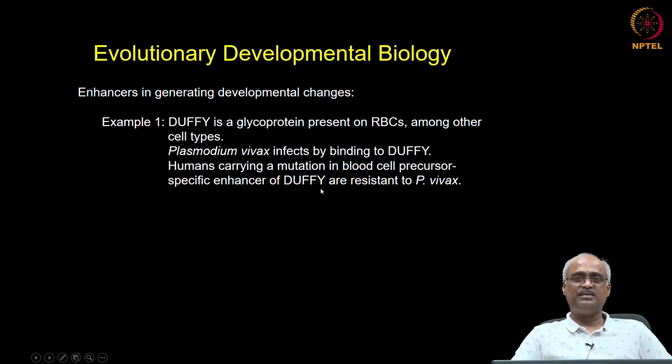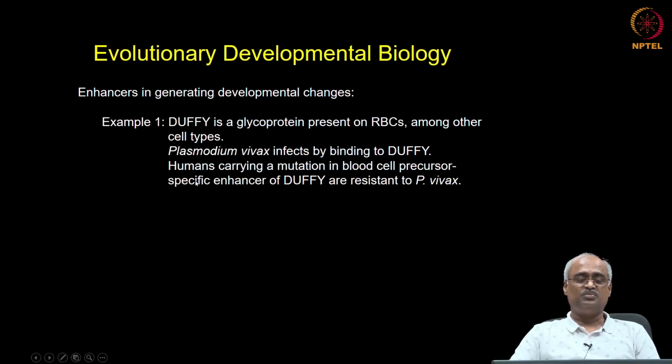So, how come blood cells do not express Duffy and they are still alive? Duffy, I told you, is an essential protein and it is required for survival, and if these people have a mutation in Duffy and it is not functional, then how are they surviving?